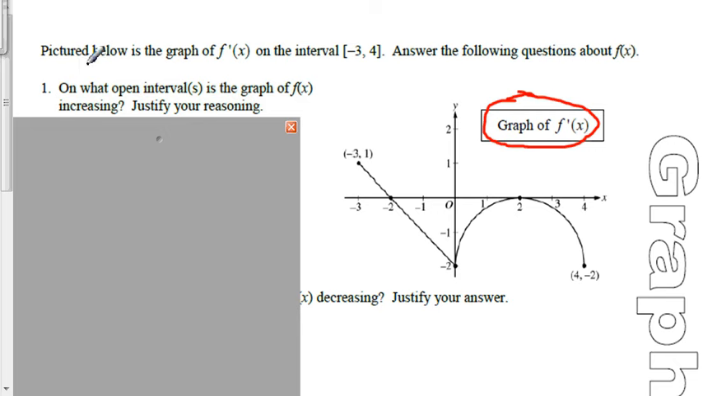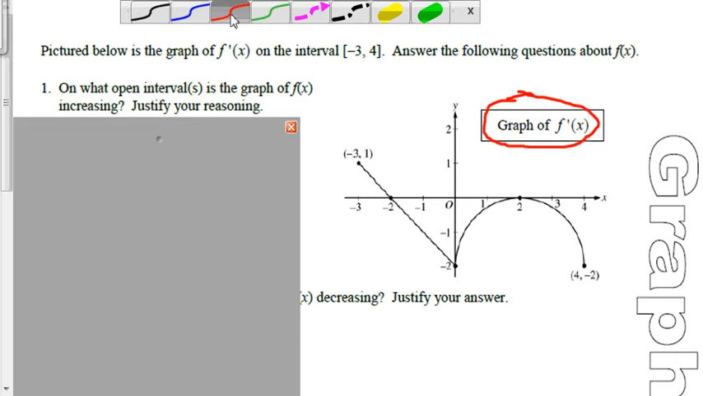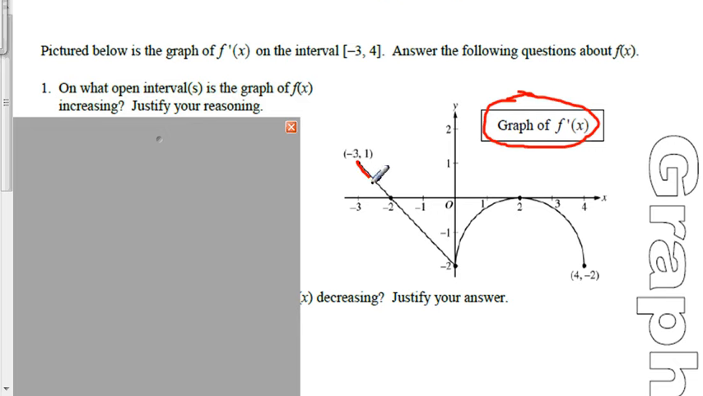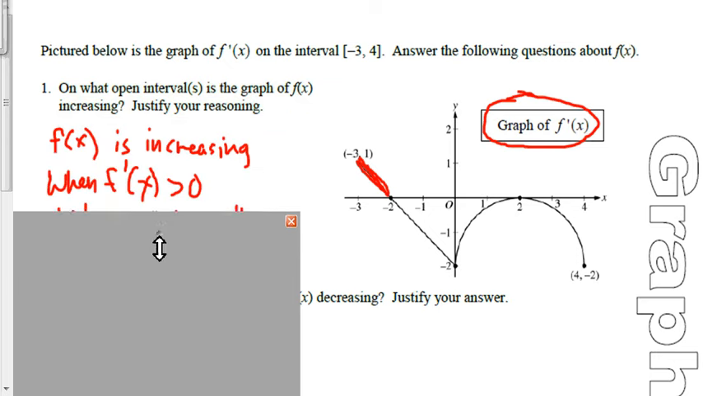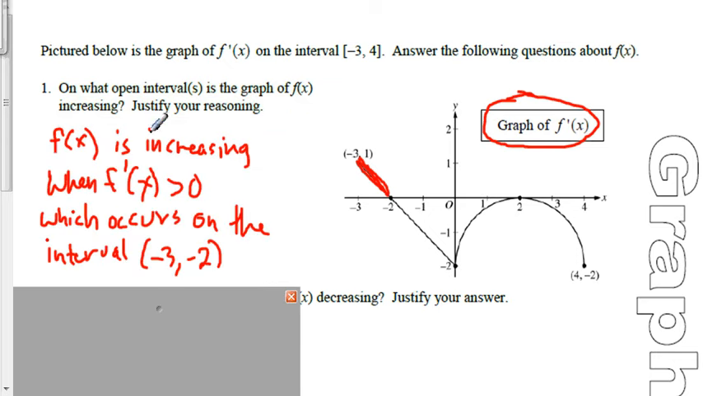It gets difficult, but these positive values right here are the derivative. That's where the slope of the tangent line of the original function is positive. So therefore, that's where it's increasing. So f of x is increasing when the derivative is greater than 0, and that's the only time it's greater than 0, which occurs on the interval -3, negative 2.